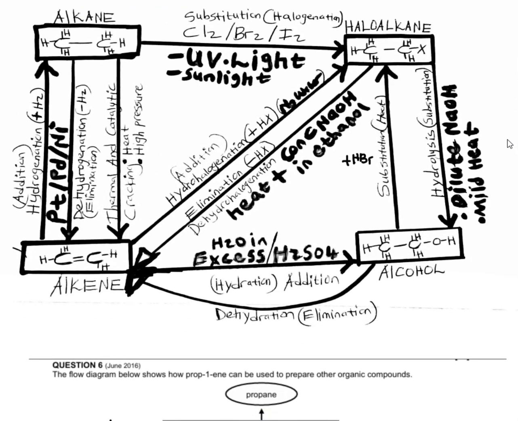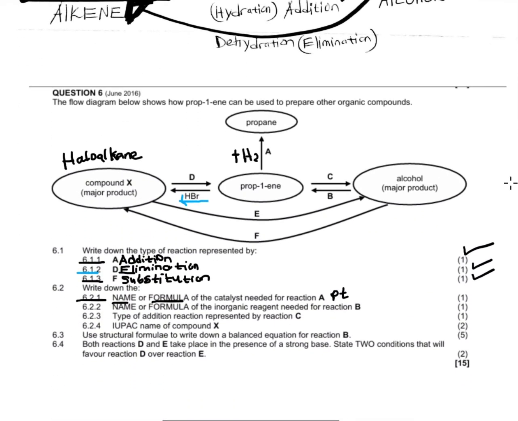Okay, you take a look at your summary. From alkene to an alkane, what do we need? Platinum, palladium or nickel. You only use one. Okay, so we have got our mark there. Let's go to 6.2.2.